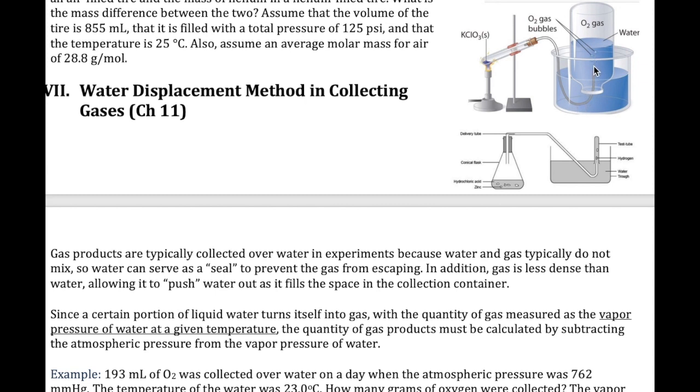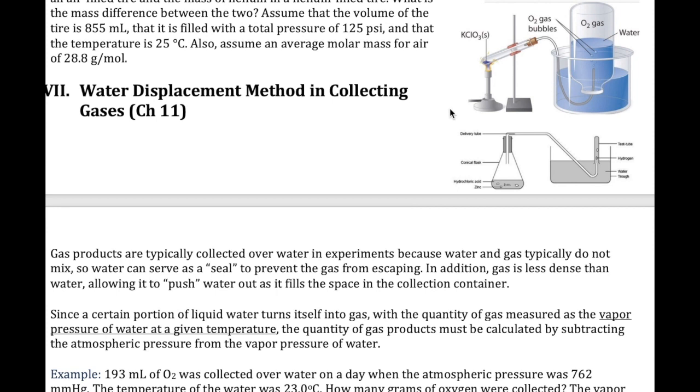Basically, as the gas is produced, it's going to bubble up to the top, and because gases are less dense than liquid, it will go to the top and fill up the space at the top. The more gas you put in, the more this water level will get pushed down, up to the amount of gas that you collect.